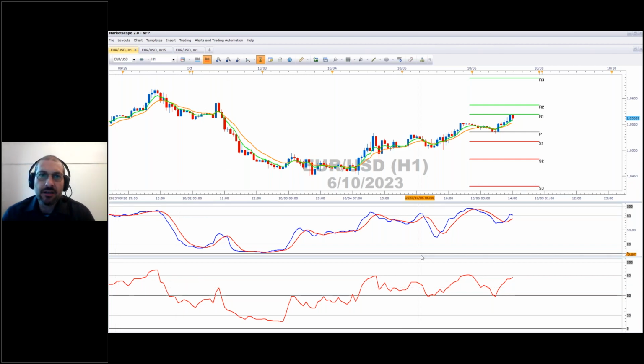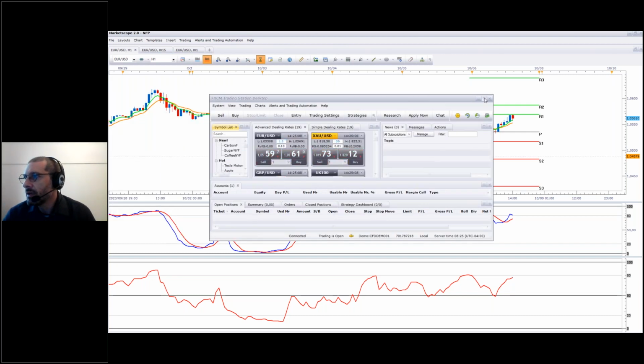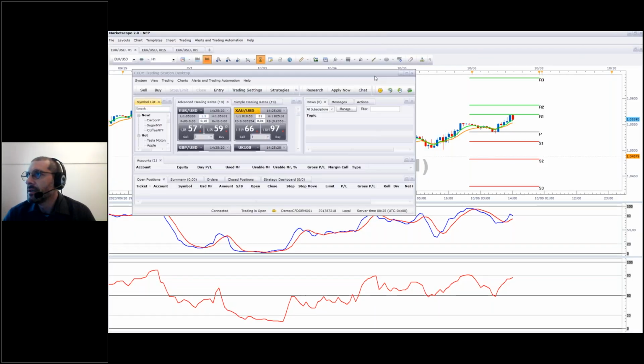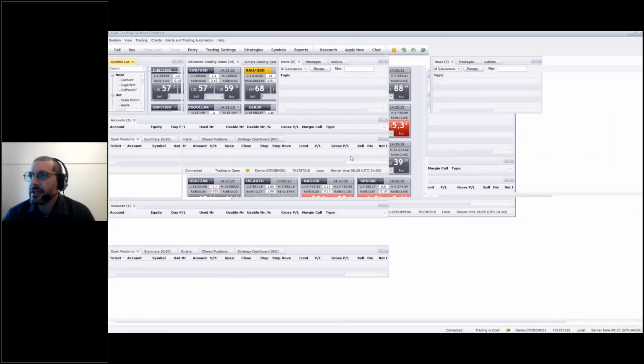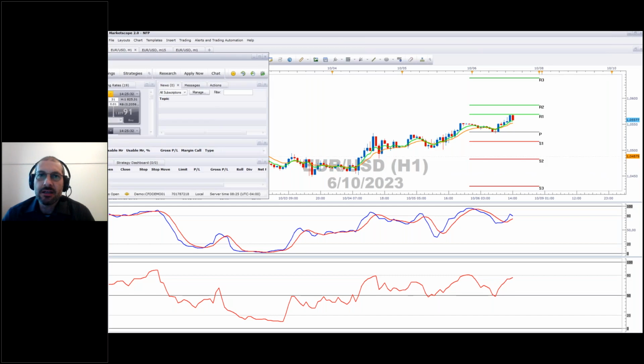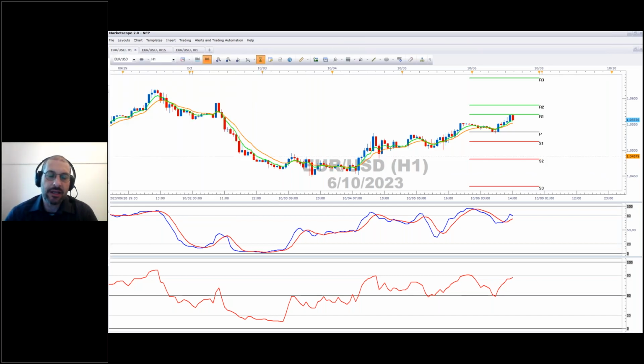This is a live trade on a demo account. The demo account has about $20,000 in it, and we'll be trading Euro US dollar. You can see here it says demo. And what we'll do is we're going to put 1% of the equity at risk. So we'll put $200 effectively at risk. And the way that we'll do that is with a tool on Market Scope.